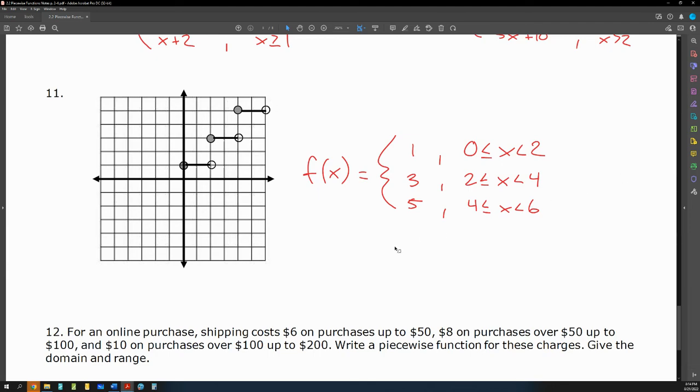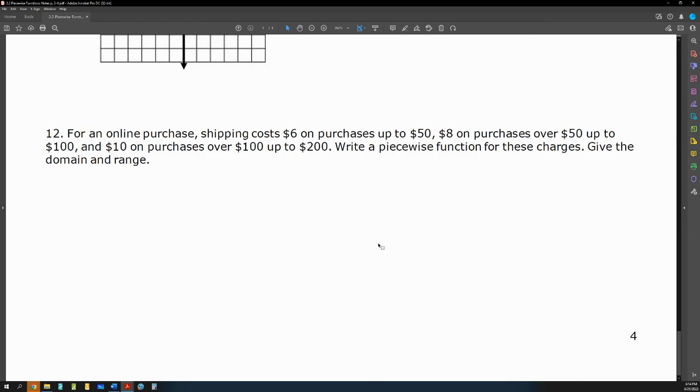All right. Let's try modeling. So here we have an online purchase. Shipping costs $6 on purchases up to $50, $8 on purchases over $50 up to $100, and $10 on purchases over $100 up to $200. Write a piecewise function for these charges and give the domain and range.